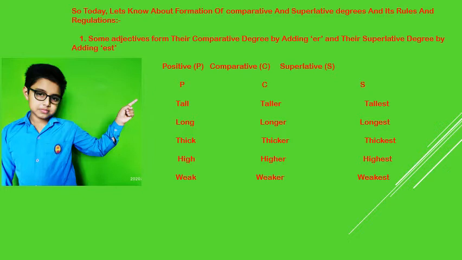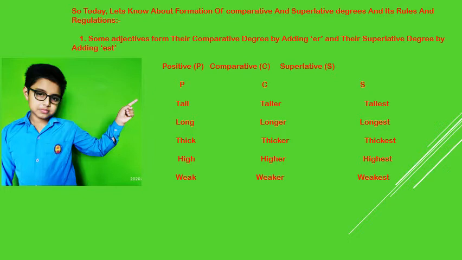The first rule here is that some adjectives form their comparative degree by adding ER and their superlative degree by adding EST. So let's take some examples. The positive degree here is tall. The comparative degree of tall is taller. Then the superlative degree of tall is tallest.